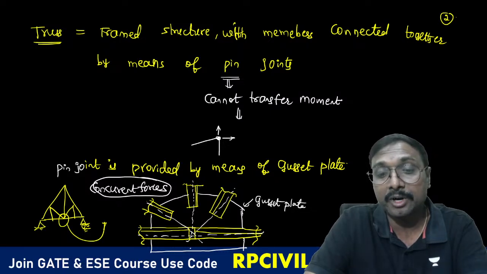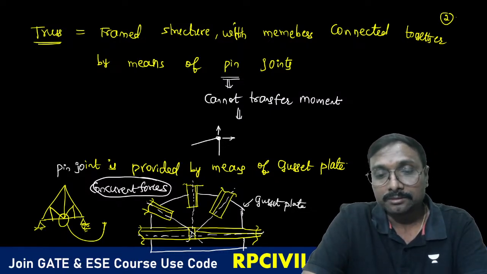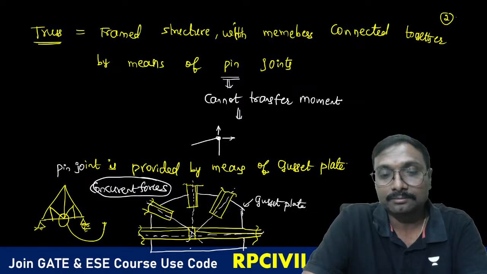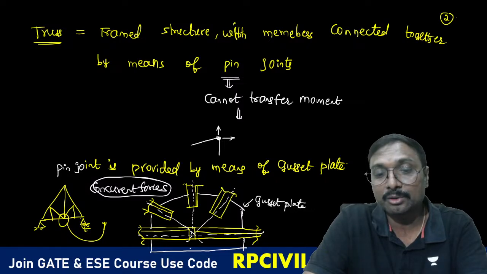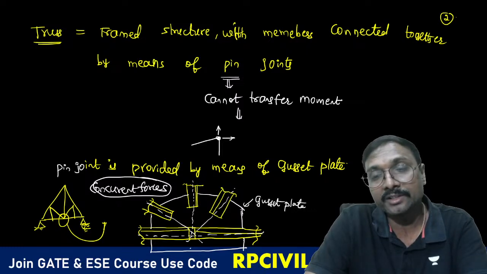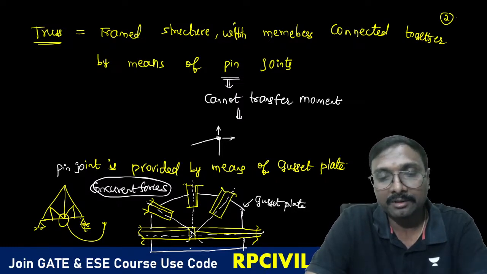If there is an eccentricity, what happens? Here the distance between the forces is zero, and every force will be passing through the same point. So there is no movement. Eccentricity is zero, so movement is zero. Got it? So note this and tell me, everyone.